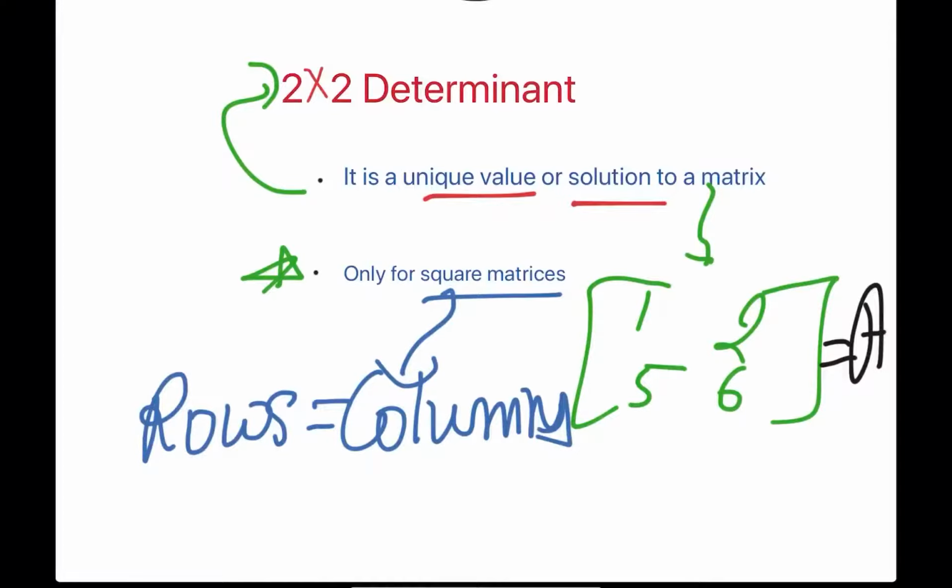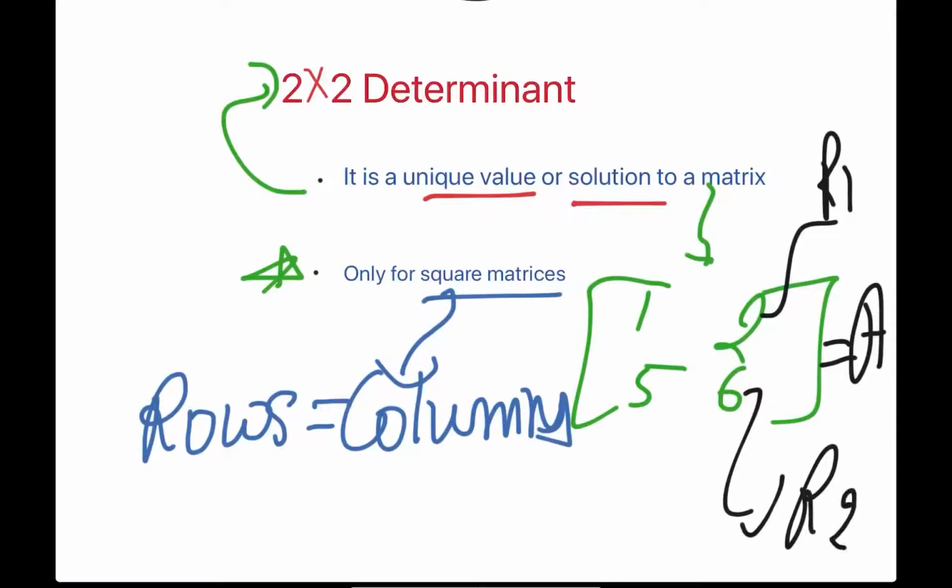I can see that this matrix has 2 rows. This is row 1 and this is row 2. Similarly, the matrix has 2 columns as well. Column 1 and this is column 2. So this is a square matrix. Number of rows is equal to number of columns. And what is a 2 cross 2 matrix? This one has 2 rows and 2 columns and of course will be a square matrix.